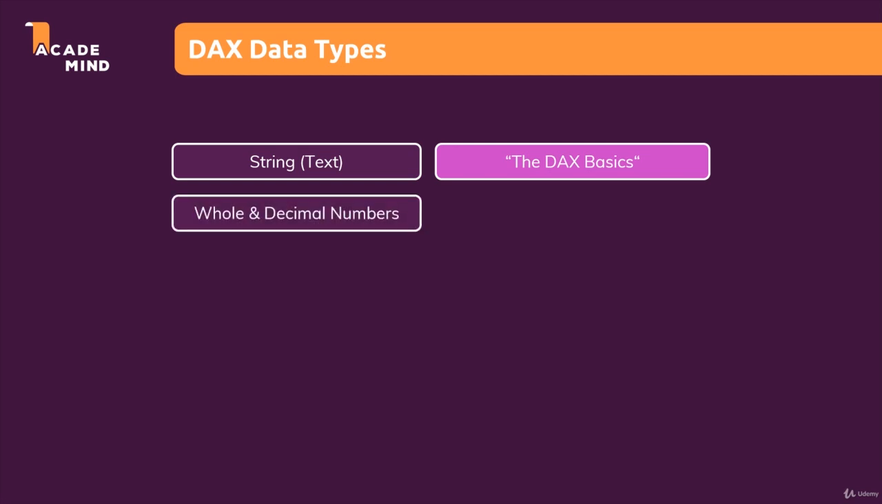Besides strings, we can of course also work with whole and decimal numbers, so whole numbers to the left, decimal numbers to the right. For example, when we calculate the sum, as shown in the last slide, well, then you need to have some kind of numbers, and DAX can interact with these.